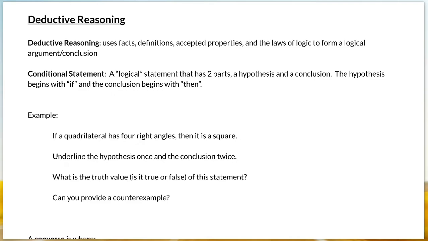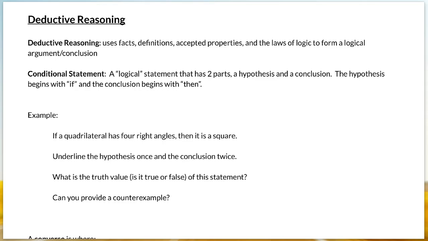Today we're going to continue looking at Unit 2 with deductive reasoning and conditional statements. Deductive reasoning is when you are using facts, definitions, accepted properties, and the laws of logic to form a logical argument or conclusion. We will be using deductive reasoning as we write proofs in this unit.